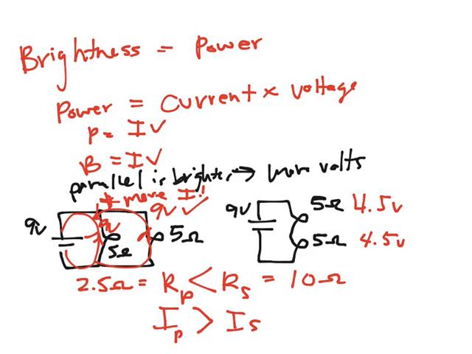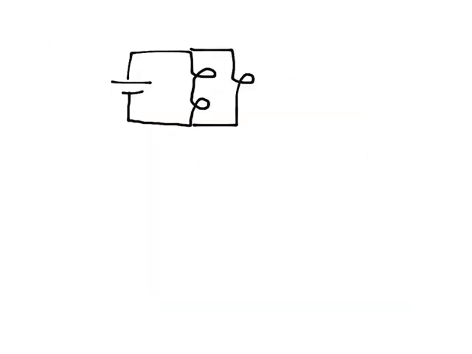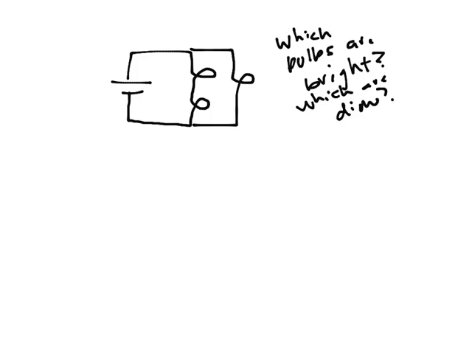Alright, so remember, it takes both, and so now we're going to take a look at individual circuits and determine the total power and therefore brightness of each bulb. So really quickly, I want you to try to answer which bulbs are bright and which are dim. Try to answer this on your own and then come back for the answer.